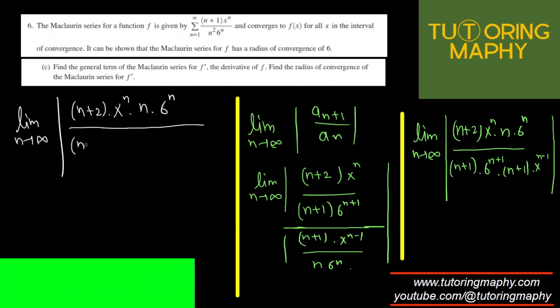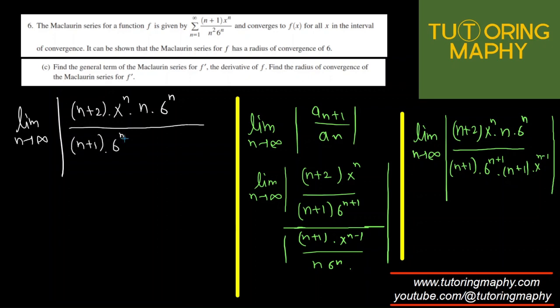However, here this 6 raised to n plus 1 can be written as 6 raised to n times 6, and this n plus 1 still remains as it is, and x raised to n minus 1 can be written as x raised to n times x raised to minus 1. What is the benefit? The benefit is these two are gone, these two are gone. Anything else? No, unfortunately not.